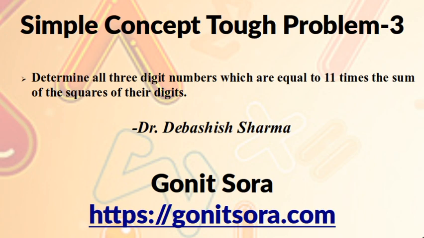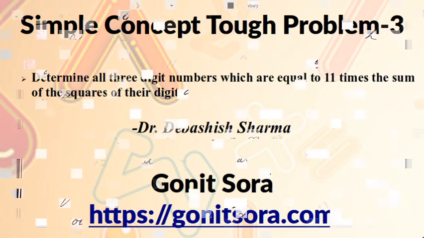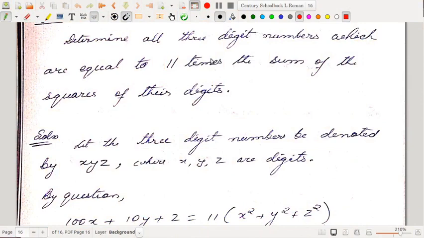Okay, so in order to solve this problem, what are the things that we require, we will see in a short while. So here, this is the problem that I have stated, and together with that I have the solution with me. So let us denote this number, or all such numbers, by xyz, where x, y, z are the digits, right?